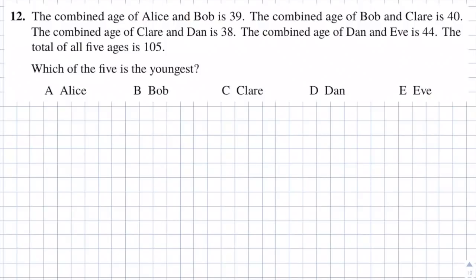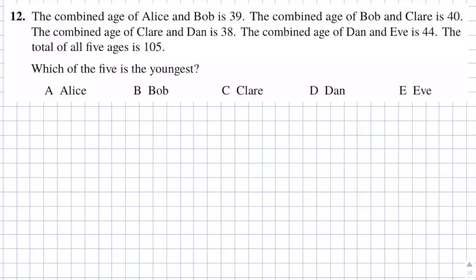Question 12. The combined age of Alice and Bob is 39. The combined age of Bob and Claire is 40. The combined age of Claire and Dan is 38. The combined age of Dan and Eve is 44. The total of all 5 ages is 105. Which of the 5 is the youngest?